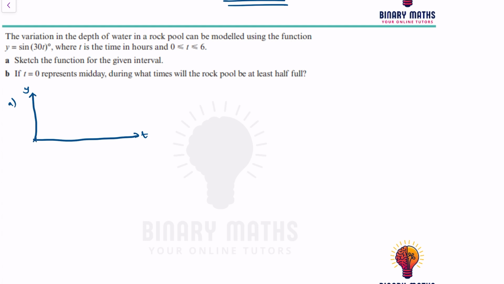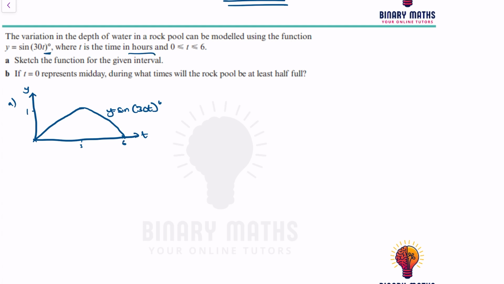What I know is also when t is equal to 6, 30 times 6 is sine 180, sine 180 is 0 as well. And also I know that when t is equal to 3, it's going to reach a maximum of 1 because sine of 90 is 1. So what I can see clearly is you're going to get this curve. The other way of thinking about it: this is y is equal to sine of 30t degrees. So it's in degrees, don't forget it's in degrees, and t is in hours. Let me just highlight degrees.